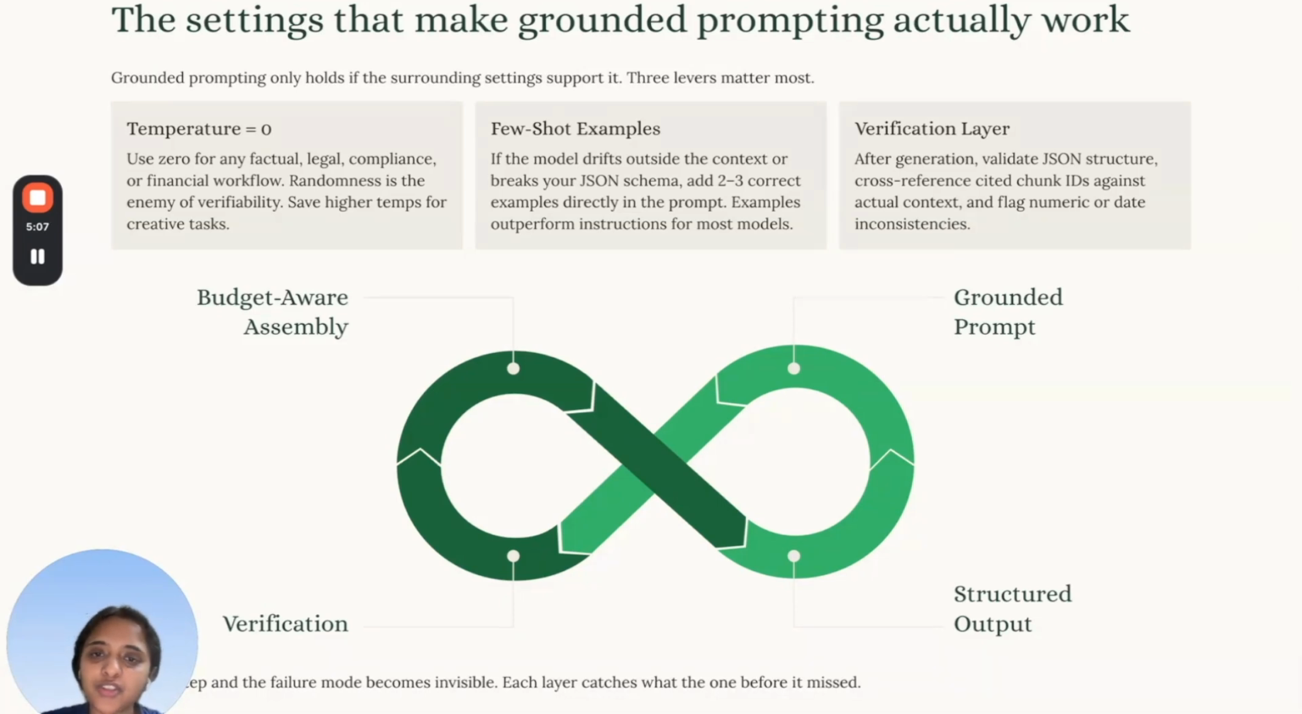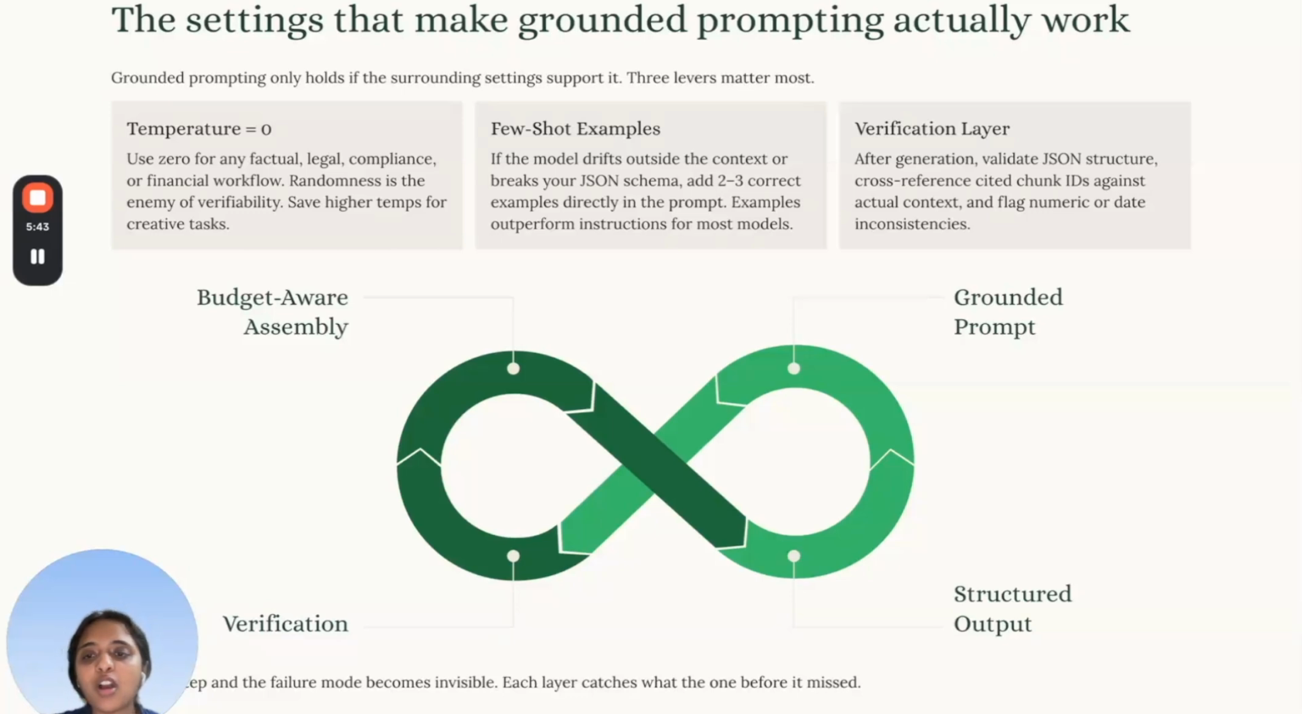We learned in prompt engineering what few shot prompting is. That is, give certain examples to the model to understand how it's supposed to answer. Say we give that in a JSON schema, add 2-3 correct examples so that it understands how it's supposed to answer. Also add a verification layer after generation: validate the structure, cross-reference cited chunks against the actual context. This is where it's important for us to provide all the chunking information. And then flag numeric or date inconsistencies, see if something is not matching.